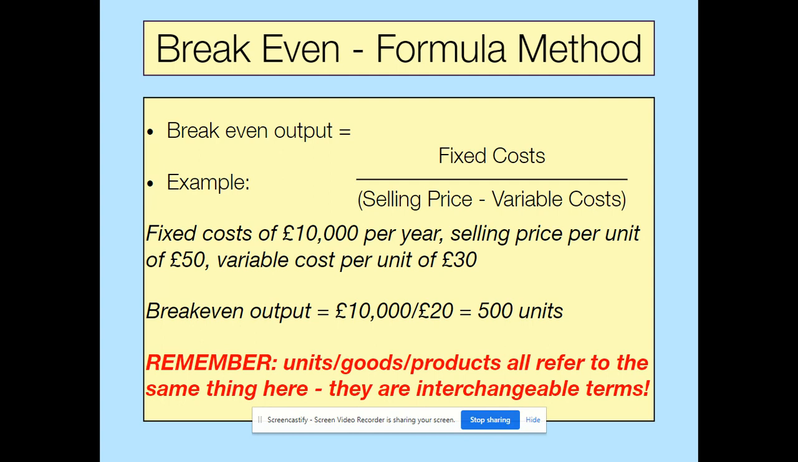Okay, now fixed costs of £10,000 per year, selling price per unit of £50, variable costs per unit of £30. Now, how do we calculate the level of output? Remember, output, this is what we're trying to understand. A lot of people often calculate their break-even output, okay, find the right answer, but then write down the answer in dollars or pounds, but we're not measuring money.